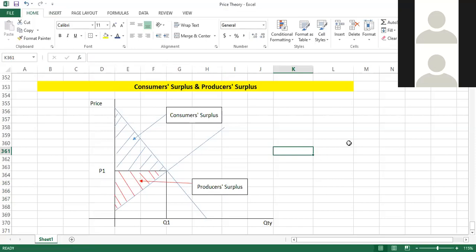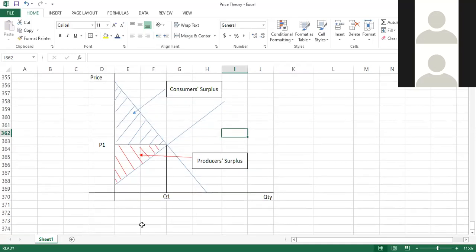Actually, when there is no government intervention, at the equilibrium, the consumer surplus and producer surplus will be maximum. Consumer surplus and producer surplus will be maximum at the equilibrium when there is no government intervention. And here there is no government intervention, only the consumers and producers are there. Therefore, the aggregate of the consumer surplus and producer surplus is known as economic surplus, right?